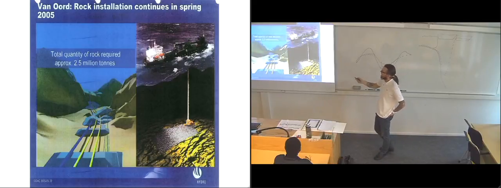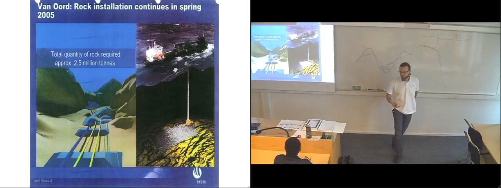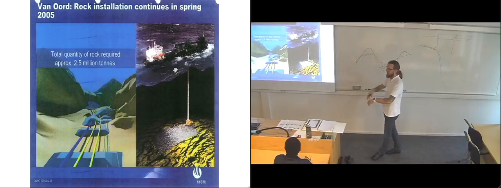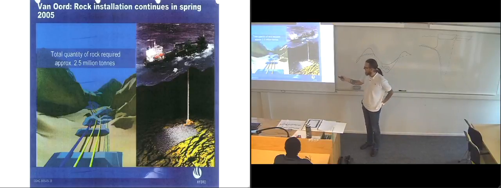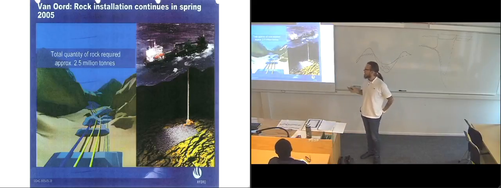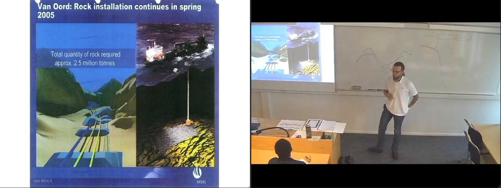So this one is sort of a carrier ship. It's filled with gravel, and they're continually sending a flow of gravel down this pipeline, filling up this area at the bottom. And they used approximately 2.5 million tons. That's quite a lot of rock.